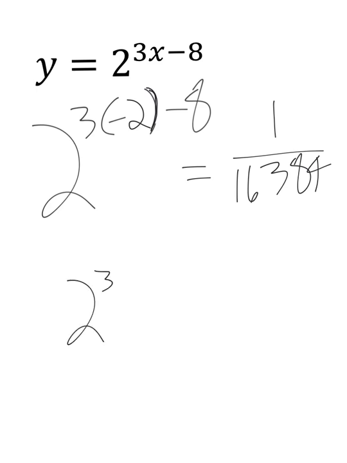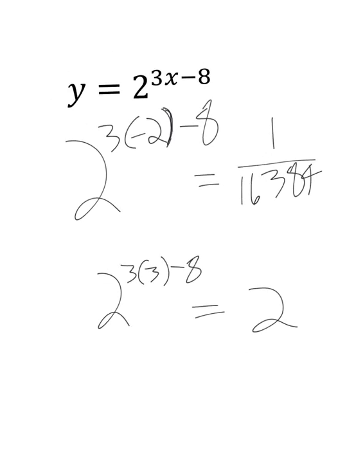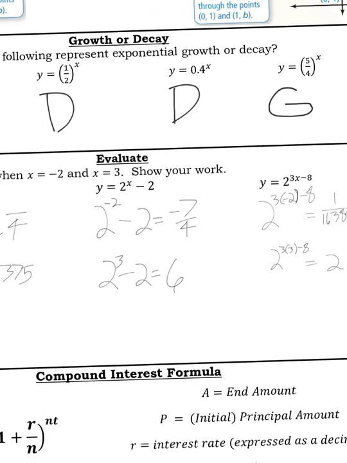Negative exponents mean fractions. Now 2 to the 3 times 3 minus 8. That's 9, and 9 minus 8 is 1. 2 to the first power is 2. Or type that all in at once, and it'll tell you 2. But that's all there is to evaluating it.